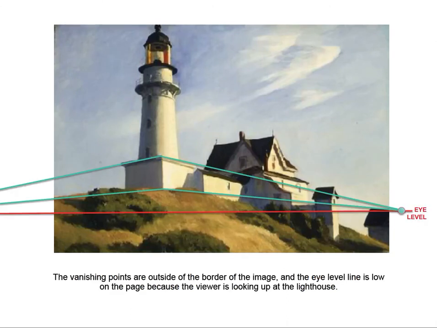The vanishing points in this particular example are outside the actual picture plane. Because the eye level line is low, because the viewer is down the hill looking up at the lighthouse. These architectural features are reliant on the use of perspective to have accuracy and give the viewer a sense of depth and realism.